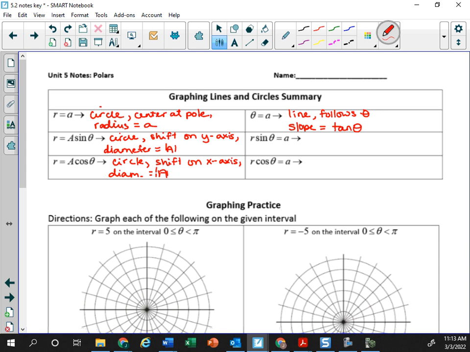Okay, what if it's r sine theta? Is that vertical or horizontal line? Horizontal, good. So horizontal line at A. So our r cosine theta would be a vertical line.